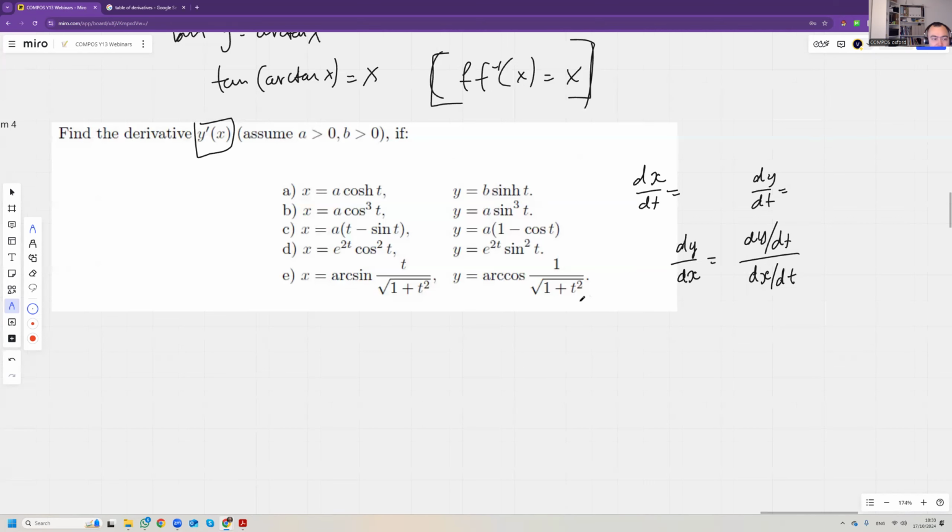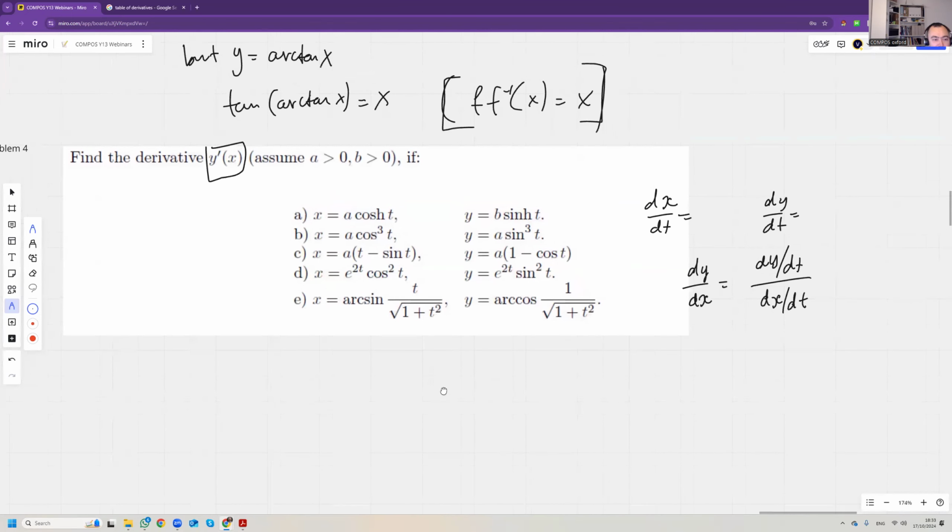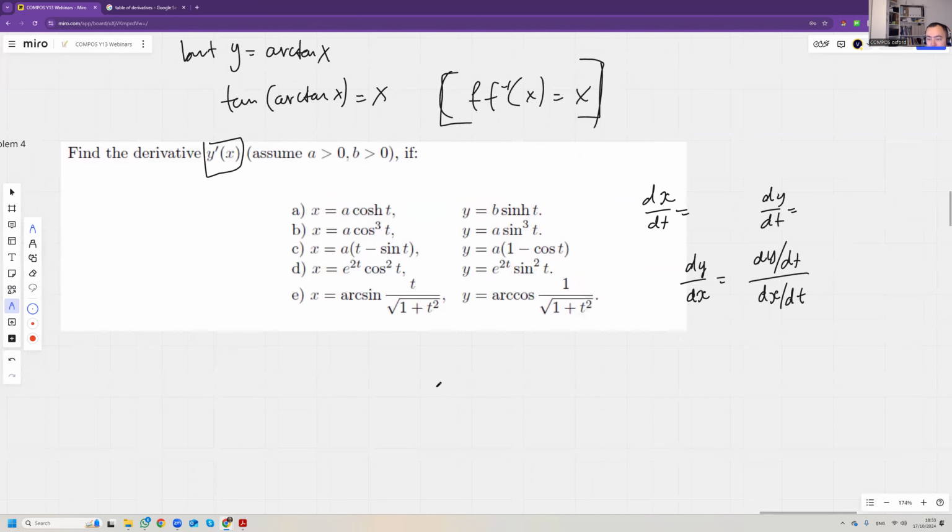Does that make sense? Do I need to go through any of the questions? Would you like me to go through any of the questions? Type a letter which you would like to go through, if you would. If not, we can move on to other stuff.